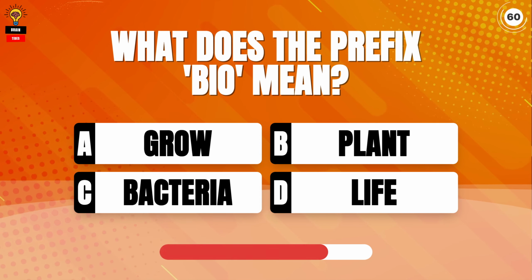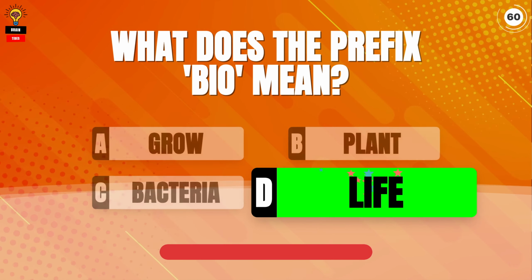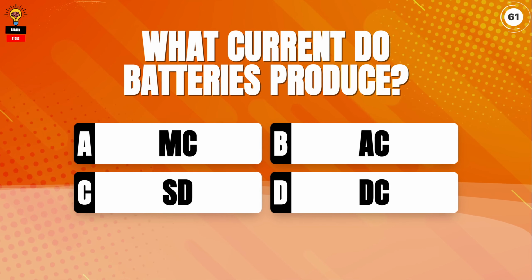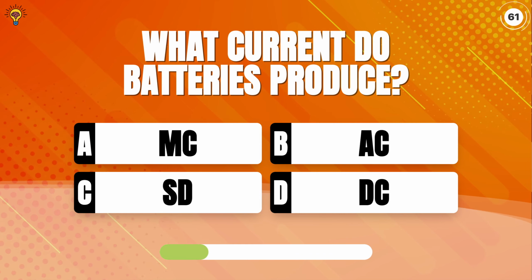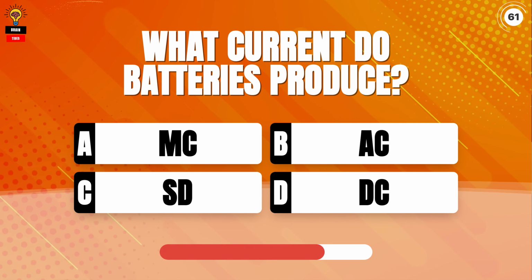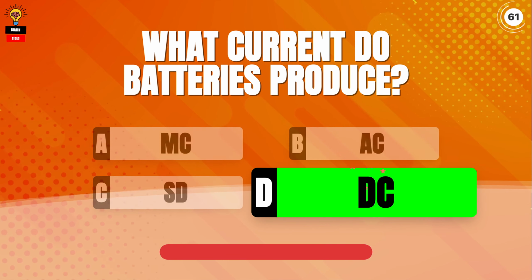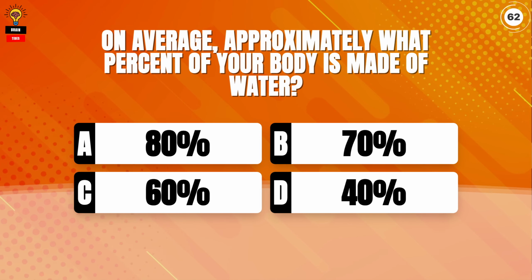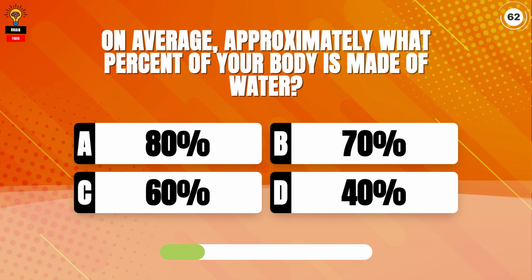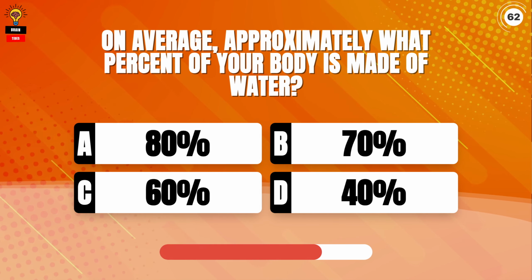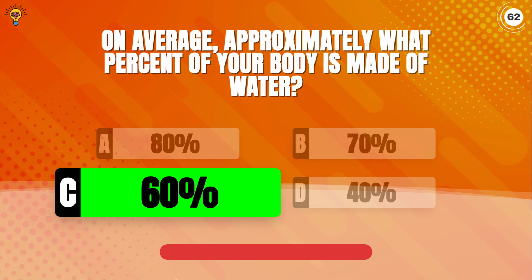What does the prefix bio mean? Life. What current do batteries produce? DC. On average, approximately what percent of your body is made of water?